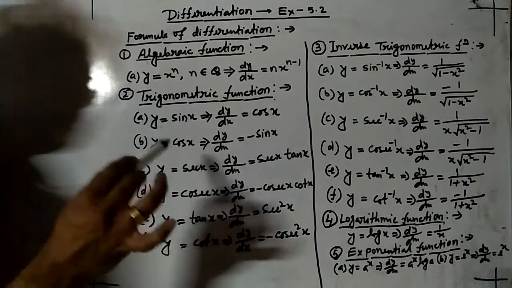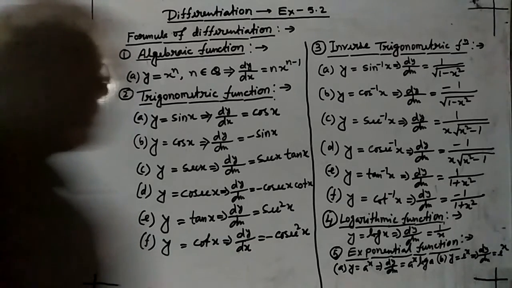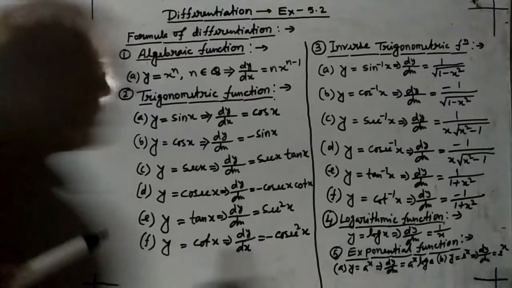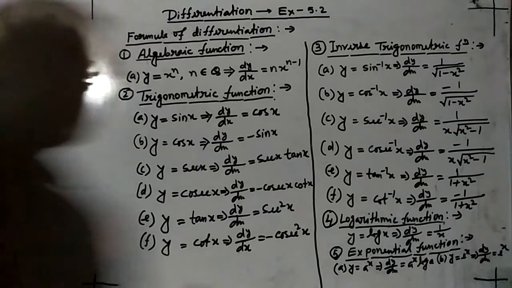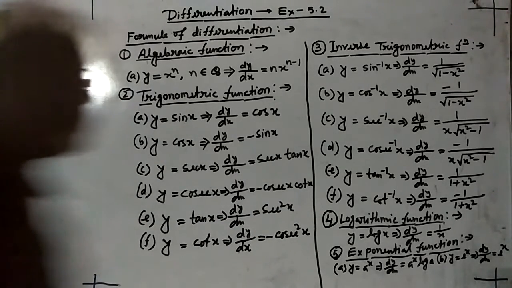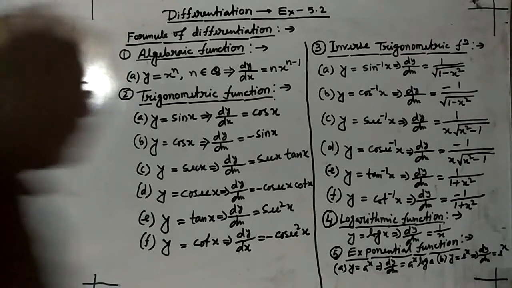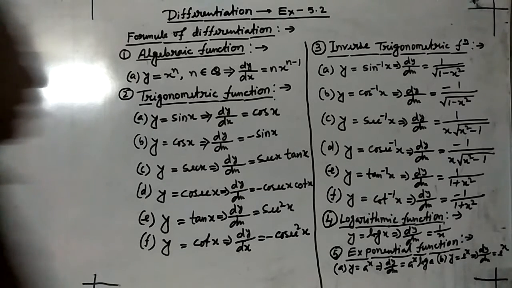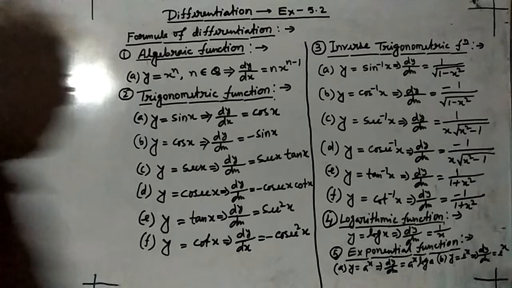Note down properly, because all these formulas we have to use to solve 5.2, 5.3, 5.4, 5.5, 5.6 and 5.7. So here this is the formula of differentiation, and 3 rules also you learned in class 11. Once again I am repeating those 3 rules also. One is product rule, second is quotient rule, and third is chain rule. I hope everyone has written all formulas of 5 functions, right?